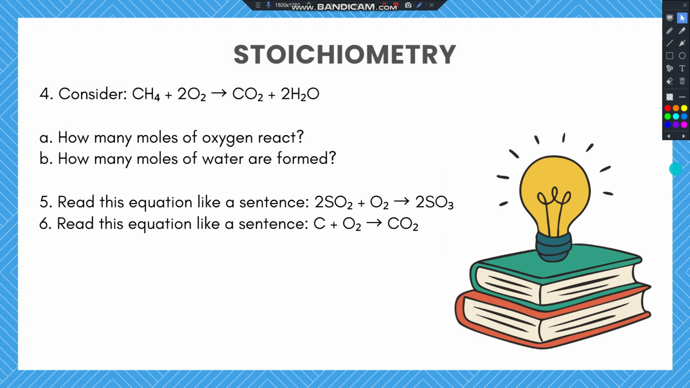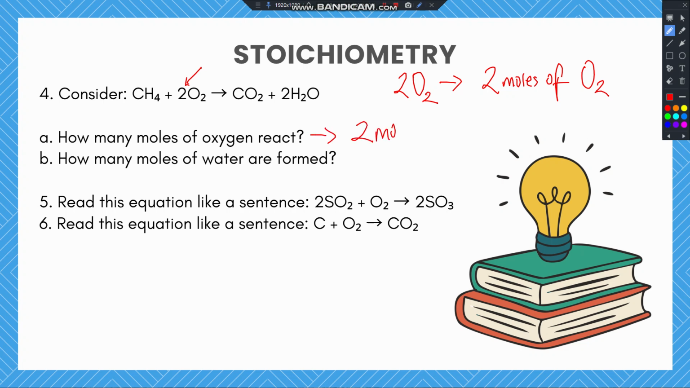Fourthly, consider this equation on the screen right now. How many moles of oxygen react? Well, let's identify that. We have O2, which represents oxygen. From the equation, you can see that there is a number 2 standing in front of oxygen. That gives us 2O2. This simply means that we have 2 moles of oxygen, O2. So the answer to that question, how many moles of oxygen react, becomes 2 moles.